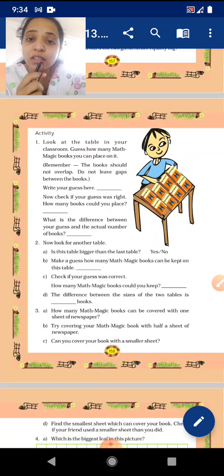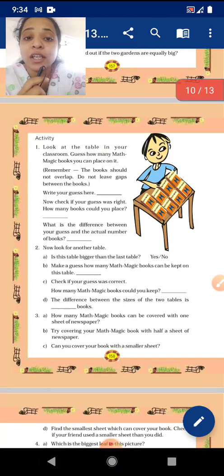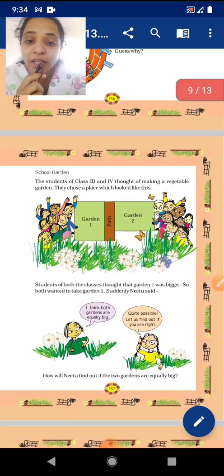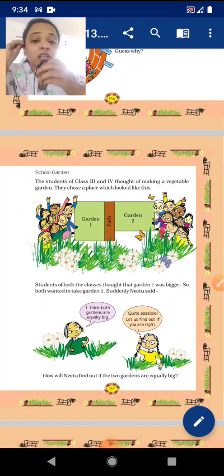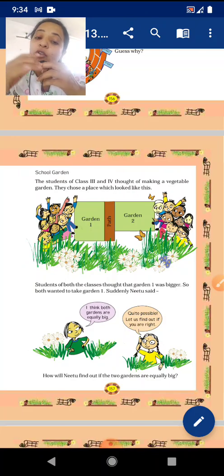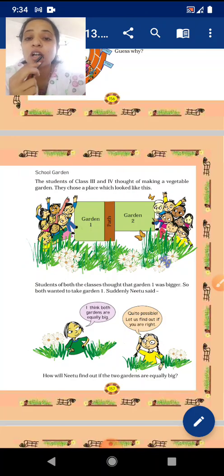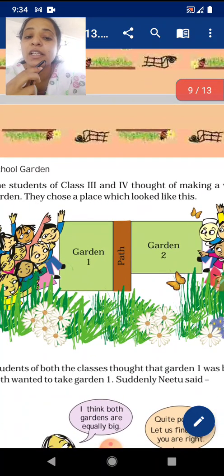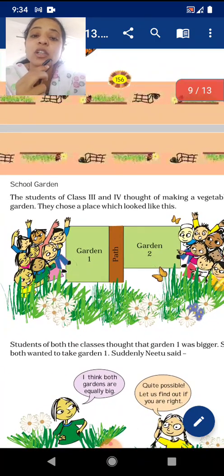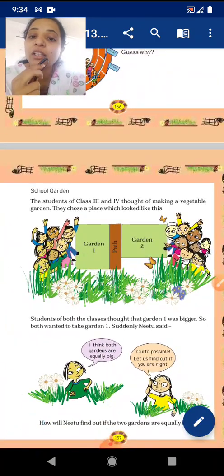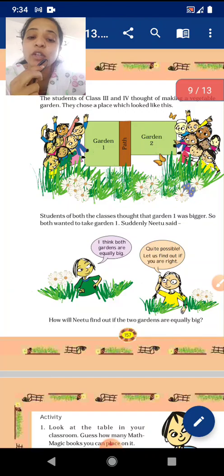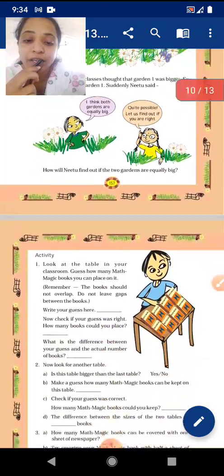See, students, we were there in chapter number 13, Fields and Fancies, on page number 158. And yesterday I gave you some homework, right? It's an activity type that I gave. What was there in that? A garden 1 and a garden 2. You have to cut the cardboard of the garden 1 size and then place it on garden 2 to measure whether it's equal or not. I hope that all of you have done the homework, right?